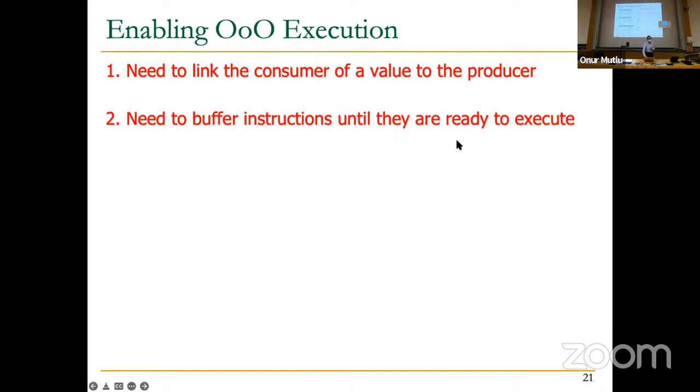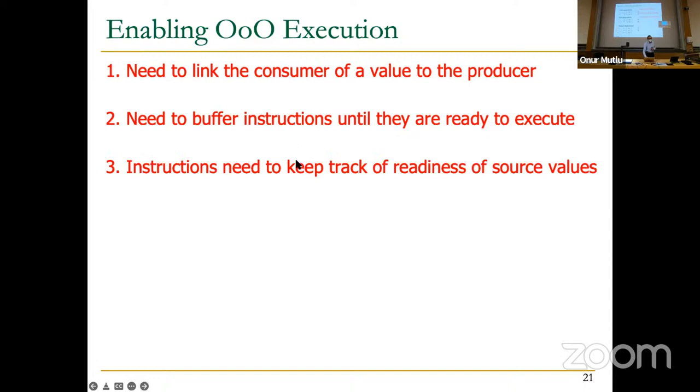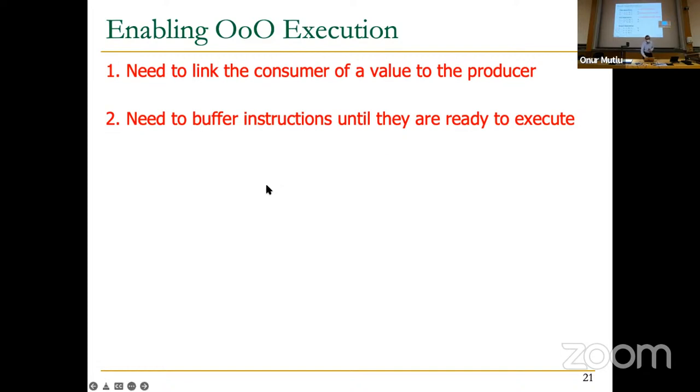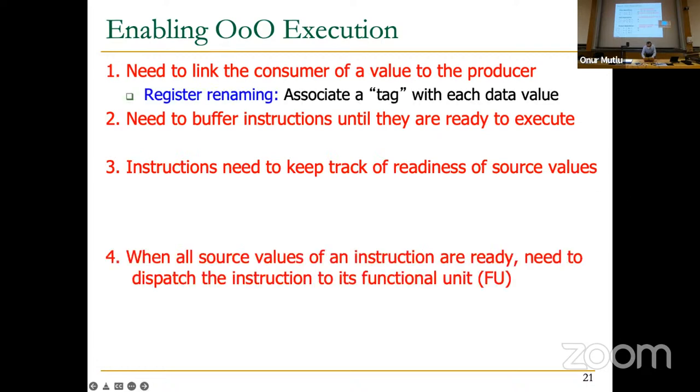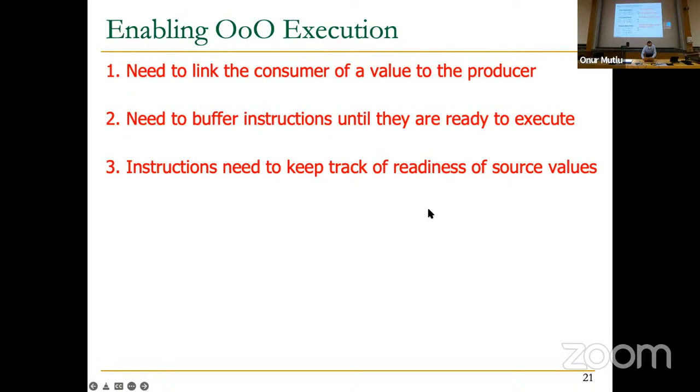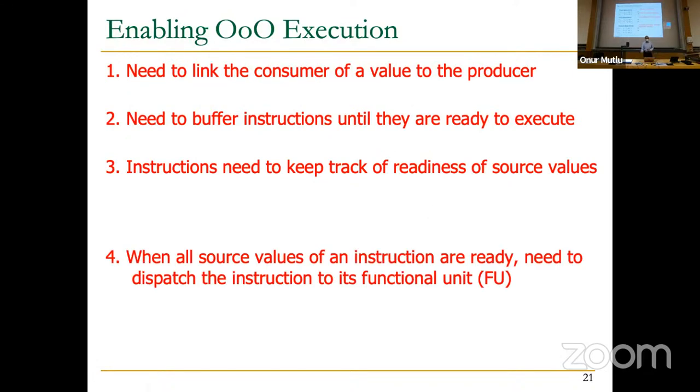Second, you need to buffer instructions until they're ready to execute. This is what the waiting area is for. Instructions need to keep track of the readiness of their source values. I already discussed all of these, but I'm going to link them to the hardware structures in a little bit. And fourth is dispatch. Basically, when all source values of an instruction are ready, you need to dispatch the instruction to its functional unit. These are the four things that you need to enable out-of-order execution.